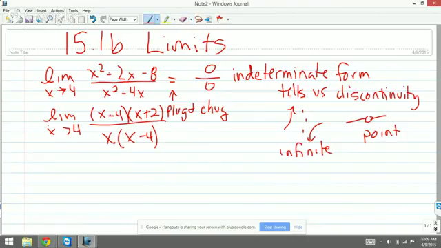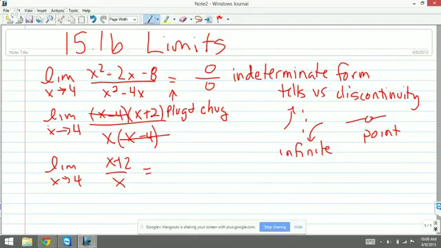Jose, what can we do now? No, we already tried that. Kayla. You can cross out the x minus 4. X minus 4s are now legal to be canceled because they're multiplied by everything else. Okay, so what you end up with, x plus 2 over x. Oops.